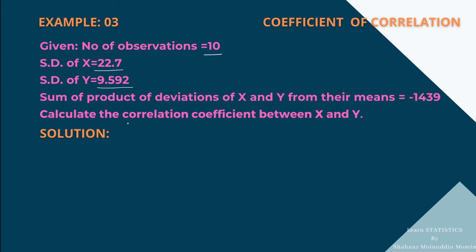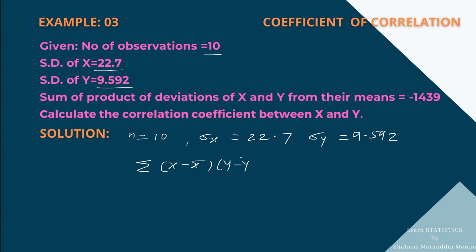Now let me write the given terms first. Solution. Here we are given n equal to 10, number of observations. Standard deviation of x, sigma x, is equal to 22.7. Standard deviation of y, sigma y, is equal to 9.592, and sum of product of deviation of x and y from their mean, that means summation (x minus x bar) into (y minus y bar), is equal to minus 1439.